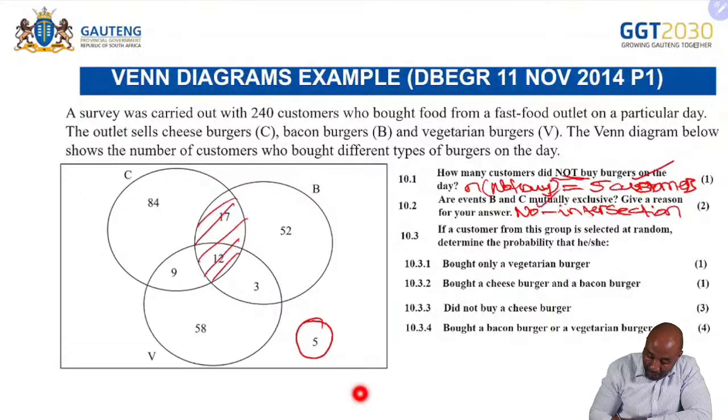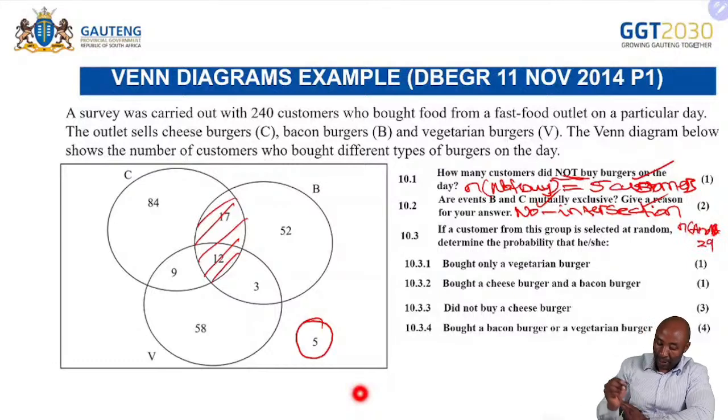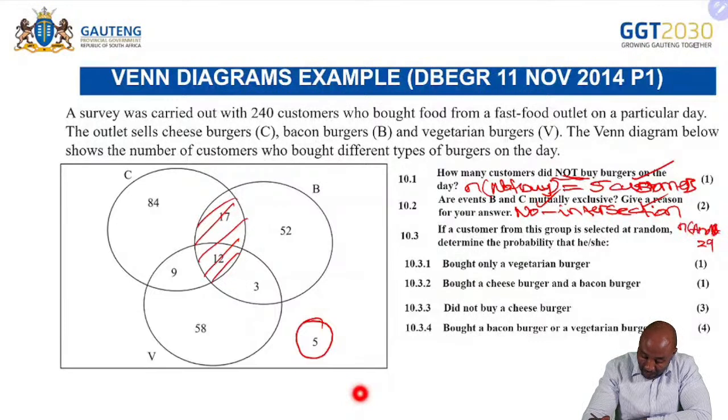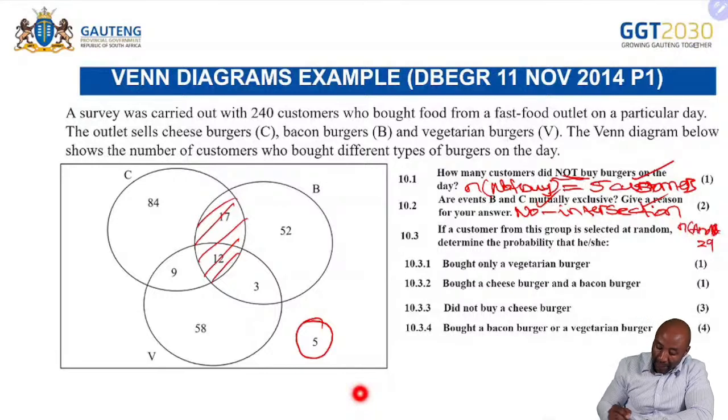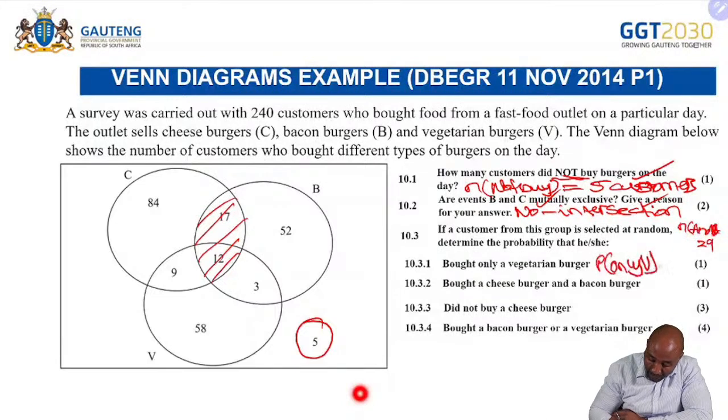Because there is an intersection, they are not mutually exclusive. Or you can actually give the number in A and B is equal to 29 as your answer. We move on now to the next part. If a customer in this group is selected at random, determine the probability that he or she bought only a vegetarian burger. So you want the probability of only V.